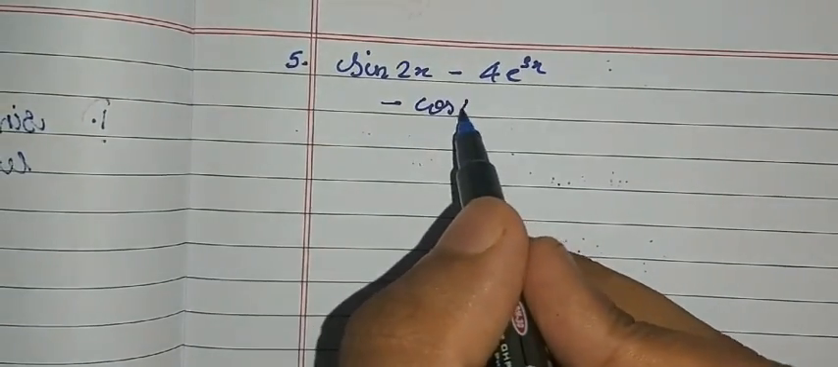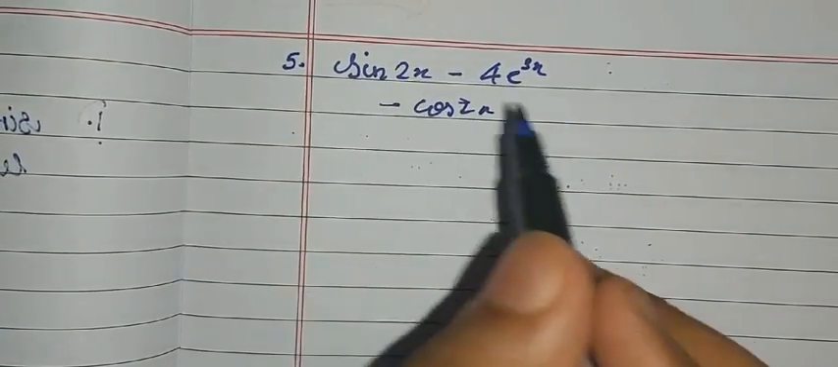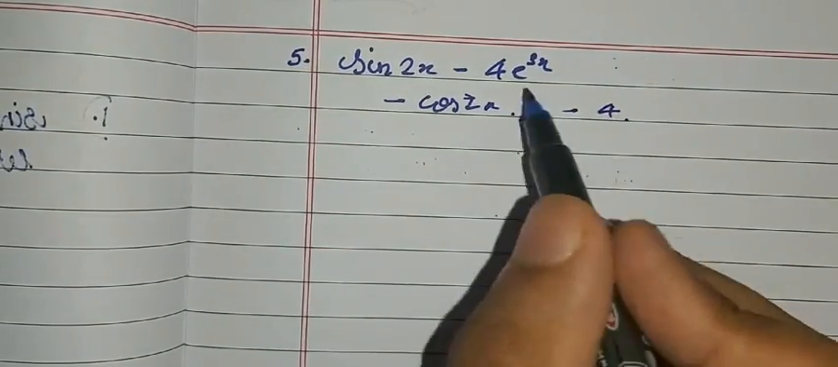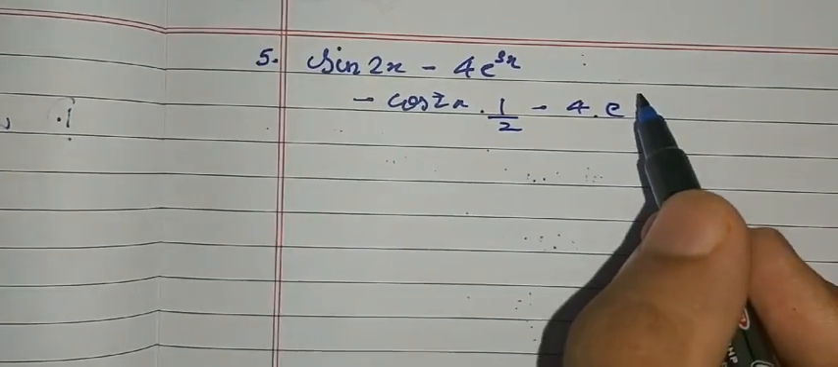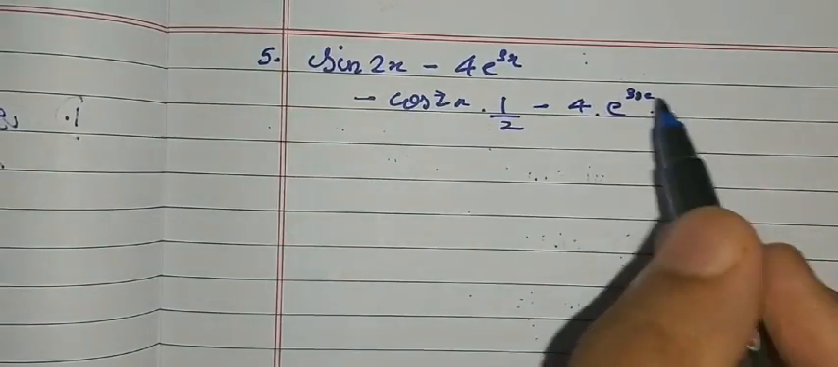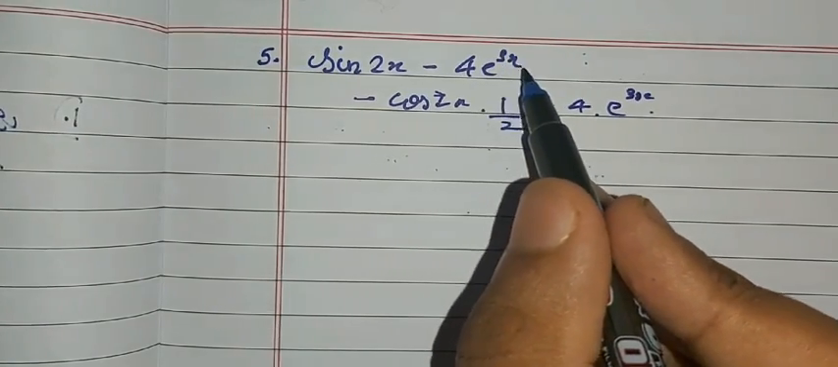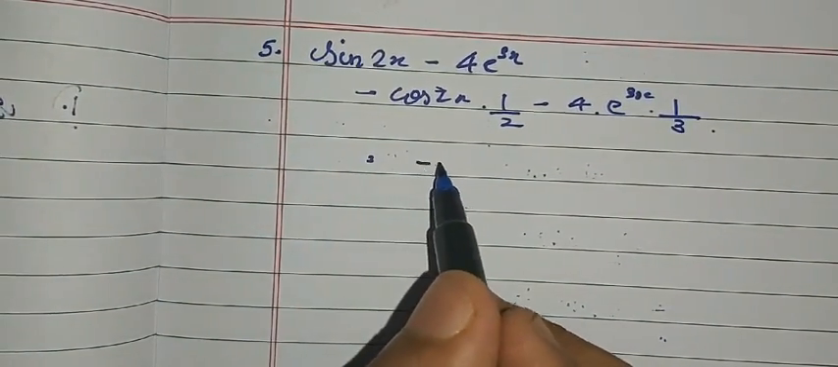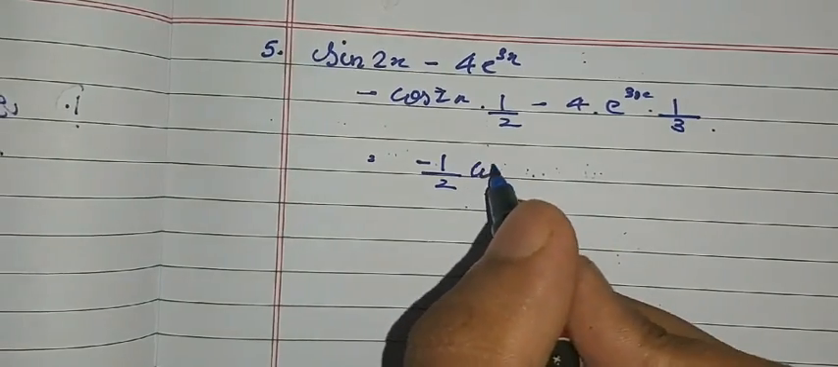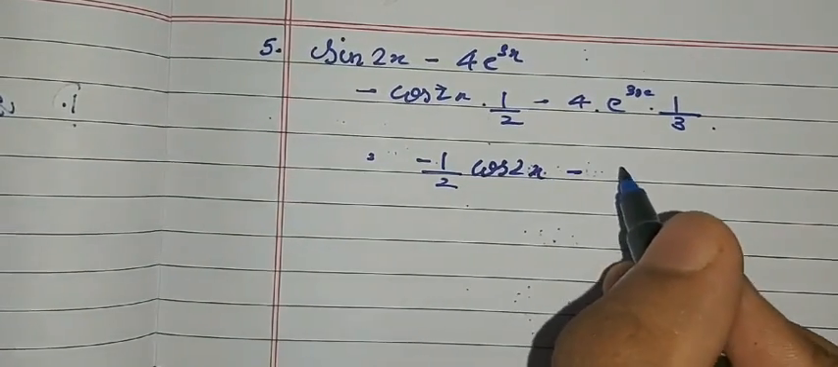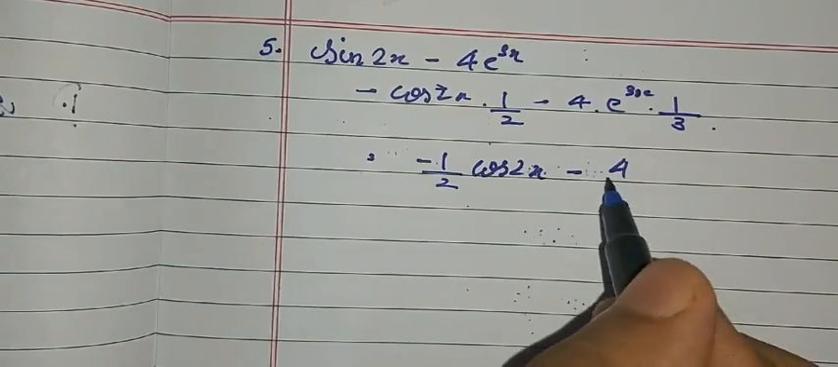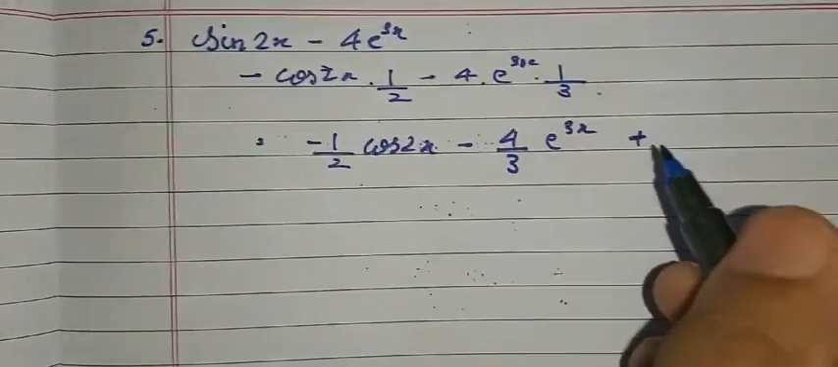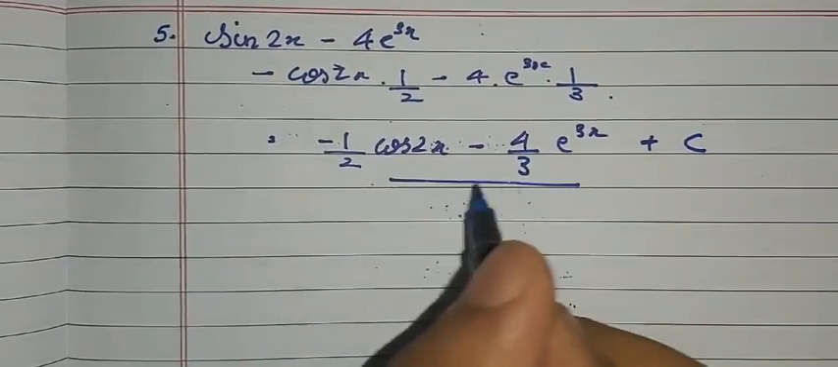Same step here. So what we will get? Minus cos 2x. We are integrating this 2x, so 1 by 2. Here 4 will come outside. E raised to 3x, the integral is e raised to 3x itself. And we want to integrate this function 3x, so 1 by 3. So we are writing it once again: minus half cos 2x minus 4, this 3 comes here, 4 by 3 e raised to 3x plus c.